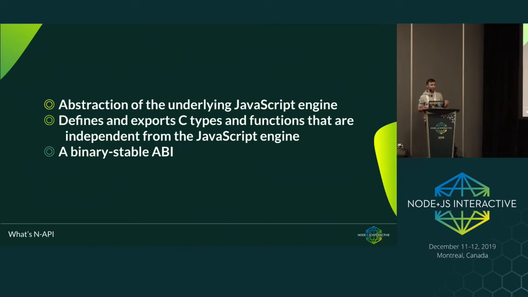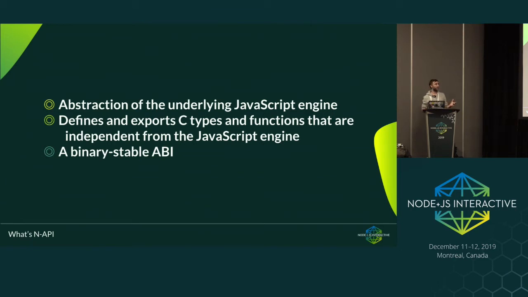And because we wanted this to be as binary stable as possible, meaning that once you've compiled your add-on, Node.js versions come and go, and you move into the future, and your add-on, as compiled 10 years ago, continues to work today against the latest and greatest version of Node.js. In order to achieve that, what we decided to do was to create a C API, a plain C API that covers basically all the JavaScript language features, and of course some of the Node APIs.